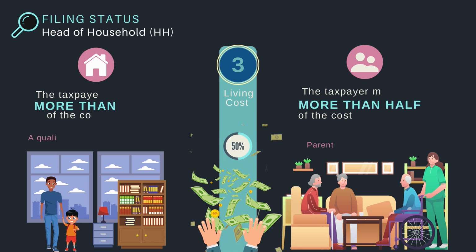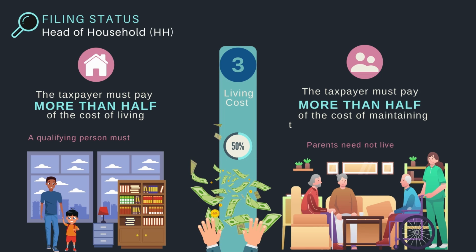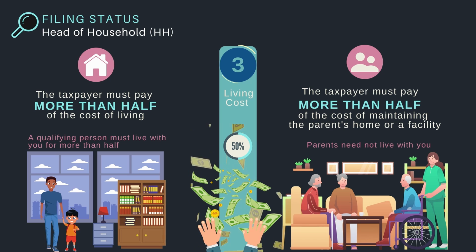Third, the taxpayer must pay more than half of the cost of keeping up a home for the year. At the same time, a qualifying person must live with the taxpayer more than half of the year, with the exception of a mother or father. If claiming head of household based on a dependent parent, the taxpayer must pay more than half the cost of maintaining the parent's home or the cost of a facility.